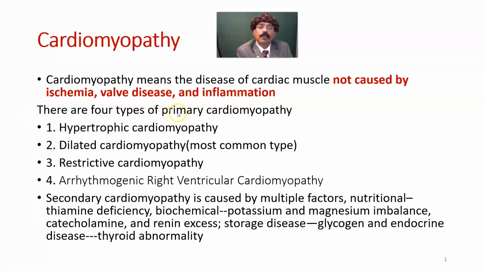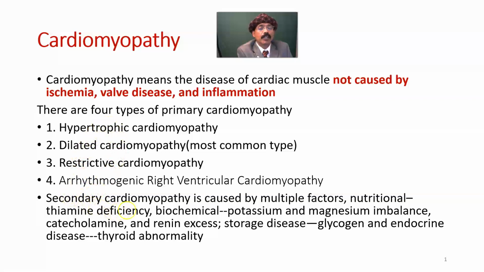There are four types of primary cardiomyopathy: hypertrophic cardiomyopathy, dilated cardiomyopathy, which is the most common type, restrictive cardiomyopathy, and number 4, arrhythmogenic right ventricular cardiomyopathy. These are the primary cardiomyopathies.